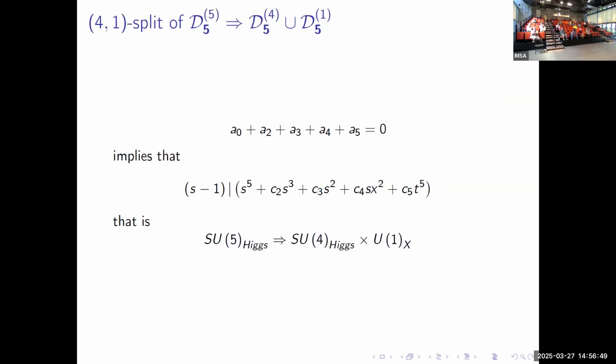Okay, so we're almost out of time, so I'm going to go really fast. That extra section gives us a factorization of that rescaled tape form, signifies a decomposition of the SU5 Higgs, opposite one, into SU4 cross U1.